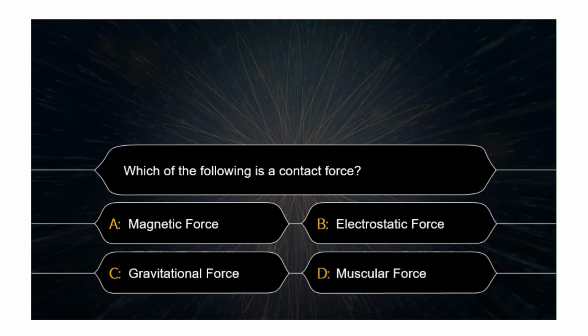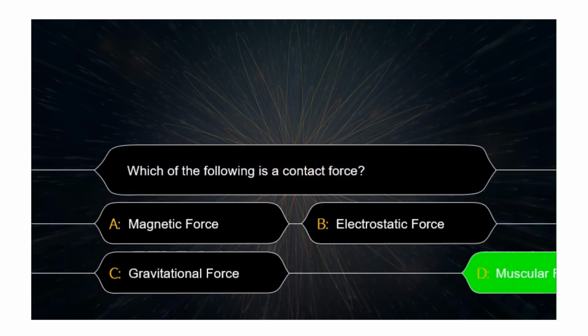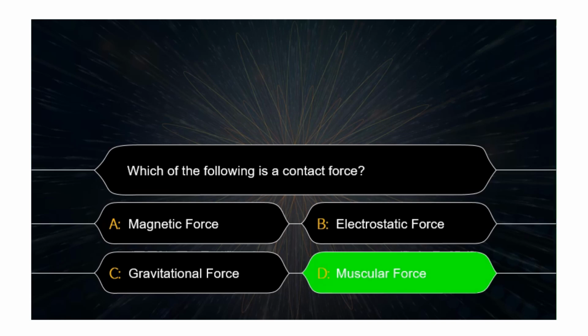Here comes the next question. Which of the following is a contact force? Your options are magnetic force, electrostatic force, gravitational force, or muscular force. The correct answer for this question is option D, muscular force.